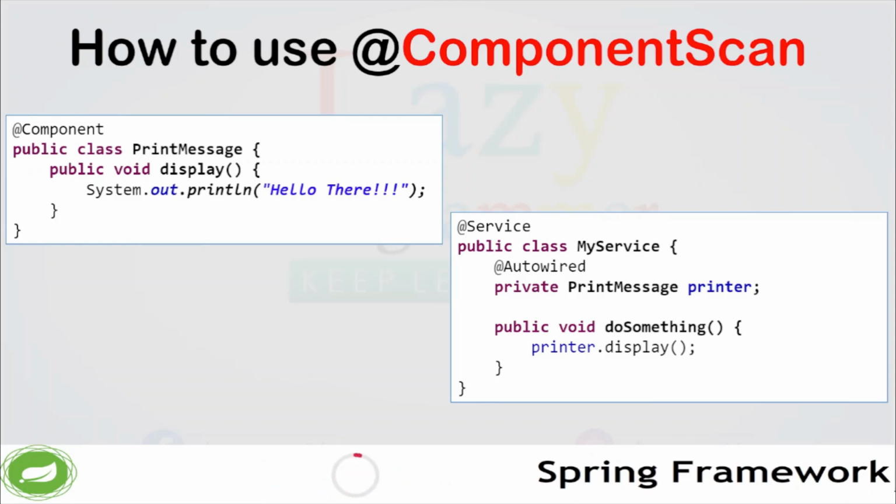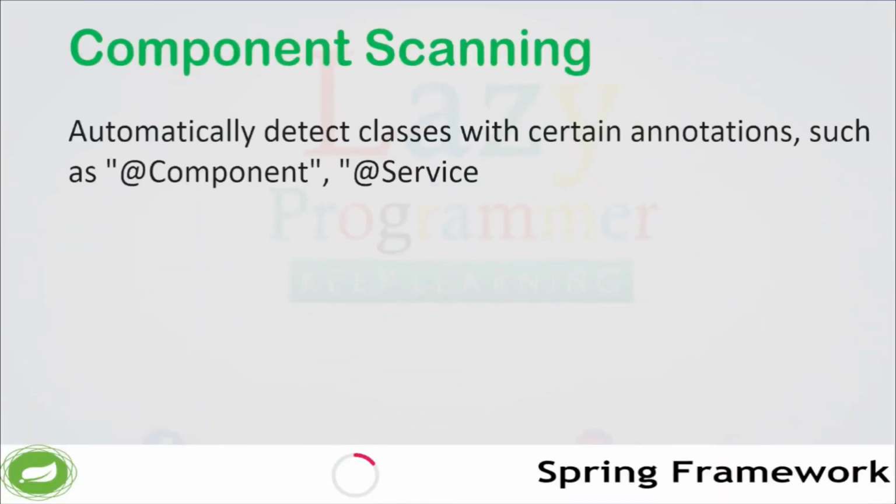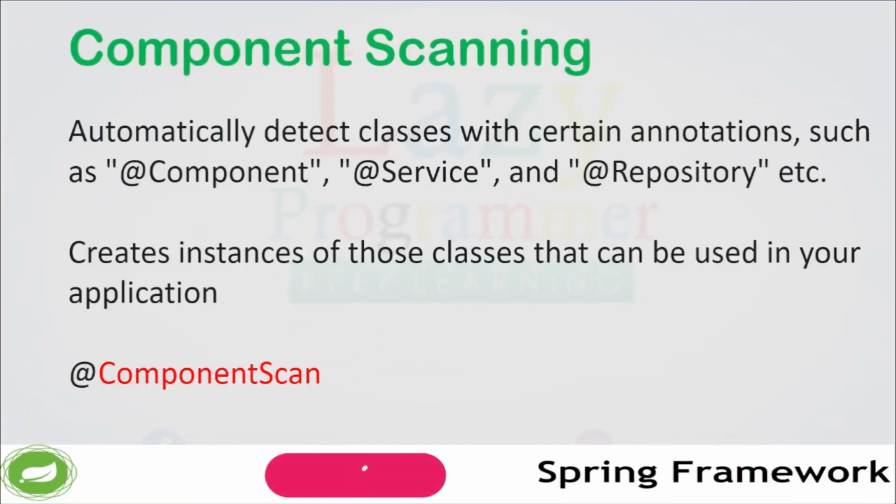These components are present under the com.application.main package or its subpackages. So as per the configuration of ComponentScan, all classes under com.application.main and its subpackages will be scanned for the appropriate annotations to identify the components to be managed by the Spring IOC container. Spring uses component scanning to automatically detect certain annotations such as @Component, @Service, @Repository, etc. and creates the instances of those classes that can be used in your application.